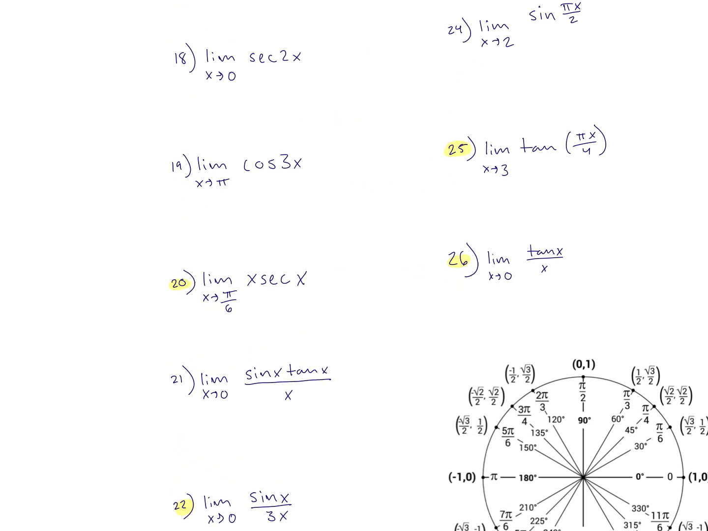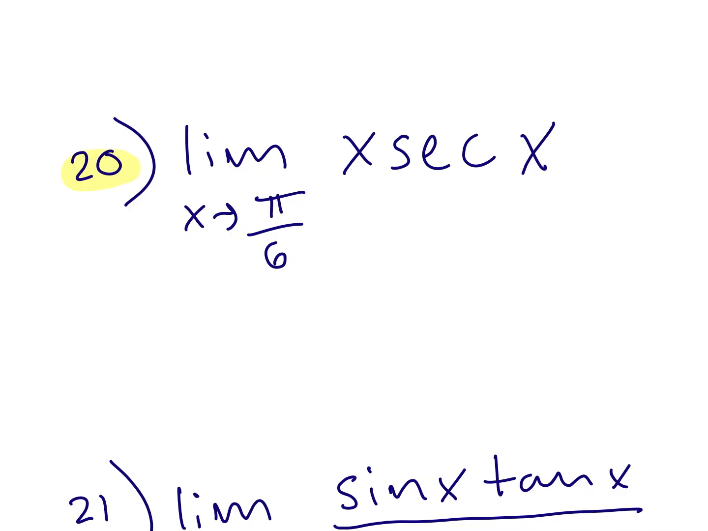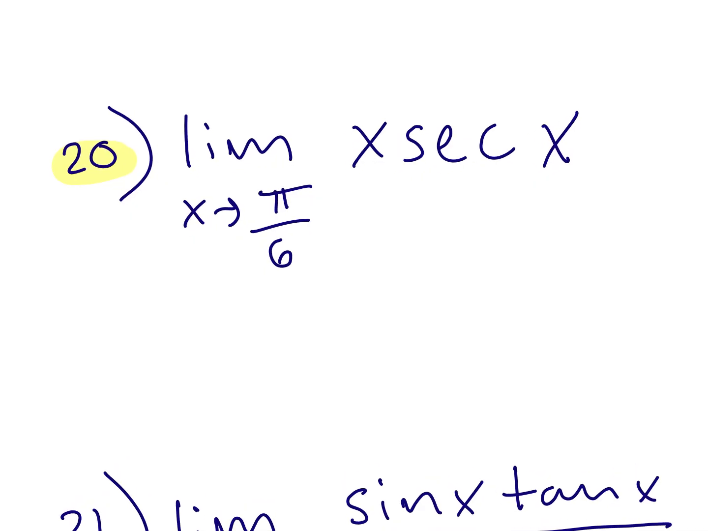So first thing we should try with limits is what? Plug it in. Let's try direct substitution. So if I plug in pi over 6 here, I have pi over 6 times the secant of pi over 6. Let's find out what the secant of pi over 6 is. Secant tells us we look at what on the unit circle? 1 over x. Secant goes with cosine. Cosine tells us x, but secant is going to be 1 over x. So we're looking for 1 over x on the unit circle.